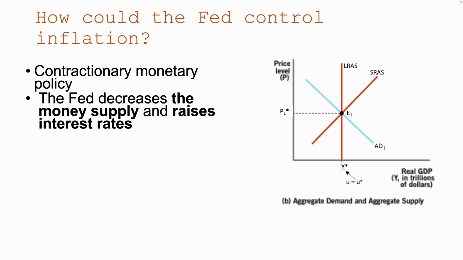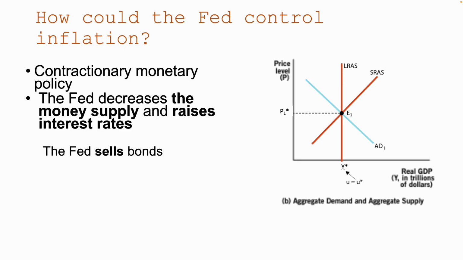Now, let's talk about what contractionary policy would look like when it comes to the Fed and their monetary policy, or Congress and the president and their contractionary fiscal policy. So if the Fed was worried about inflation, they might do the opposite of what they did in the recession situation. They might take action to reduce our nation's money supply and raise interest rates.